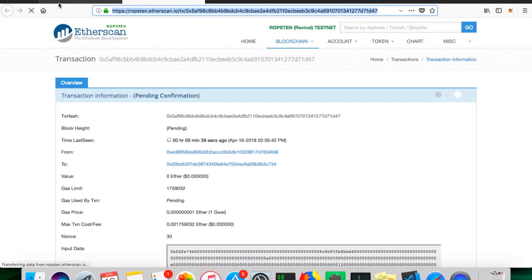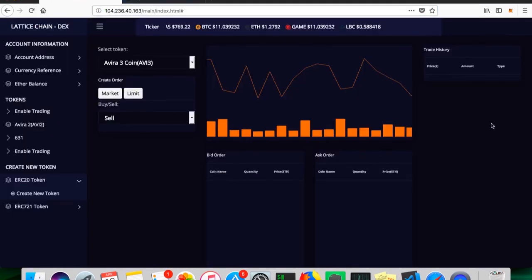In the meanwhile, I would like to show you that there's a trade history section wherein all the orders which get executed are finally recorded, and this can be referred to later by the decentralized exchange owner for further invoicing, auditing, and tax purposes.